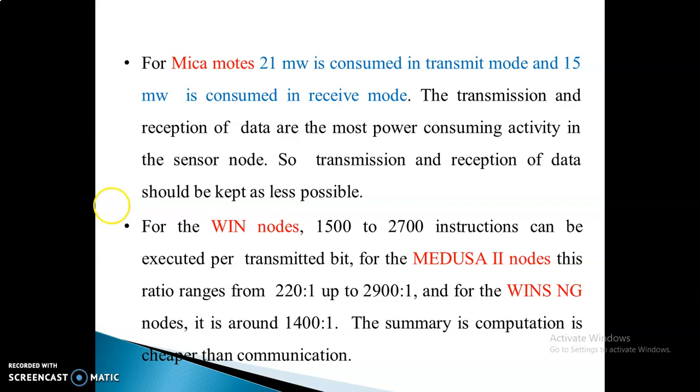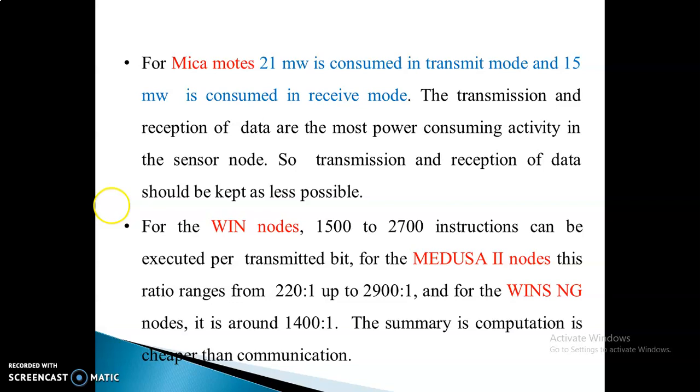So we have some models that are examples of sensor nodes: Mica node, WiNS node, Medusa II and WiNS NG. The Mica node consumes 21 milliwatt in transmit mode and 15 milliwatt in receiving mode. So the transmission and the reception of data are the most power consuming activities in the sensor. And for WiNS, there are many instructions executing, depending on the transmitted bit.